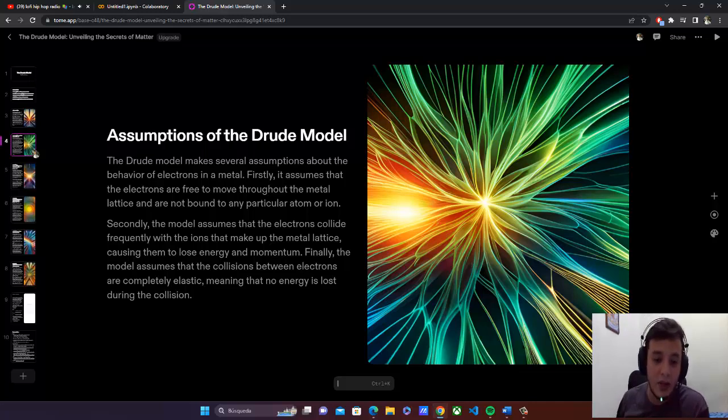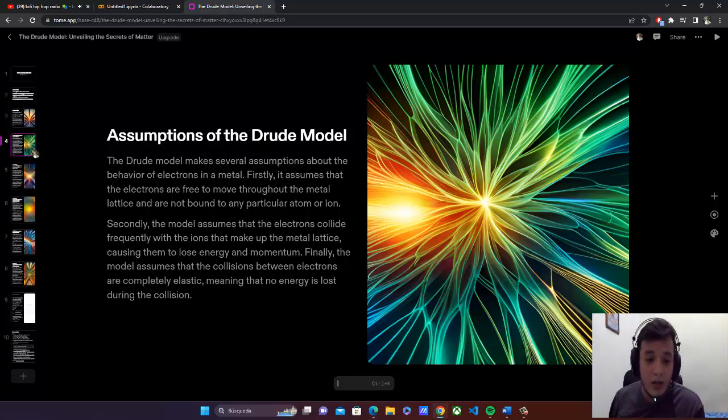Constant electric field. The Drude model assumes that the applied electric field in the metal is constant throughout the metal. This implies that there are no significant variations in the electric field along the metal, and the effects of defects or imperfections are ignored.